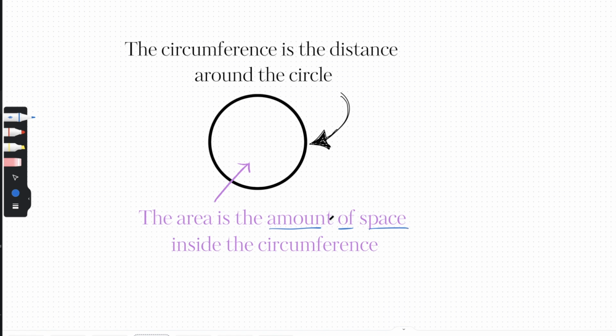So let me do my best to color this in. Again, the black line is the circumference. The amount of space inside would be this total amount of space that I can color inside the circle. Every single square inch inside the circumference gives us the area.